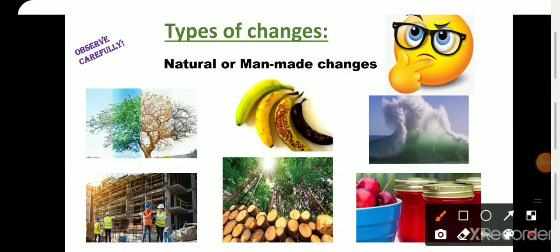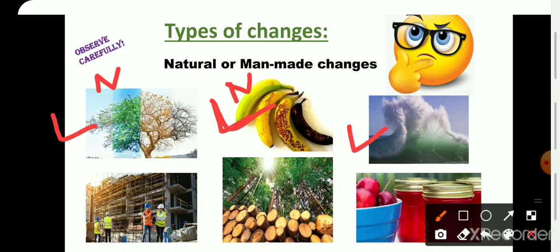Here are some images given to you. Observe them carefully and tell me which is the natural change and which is the man-made change. The first picture shows the change of season. So tell me, is it a natural change or a man-made change? Yes, exactly. It is a natural change. Now second, there is the ripening of a banana or of any fruit. Is it a natural change or a man-made change? Yes, this too is a natural change.